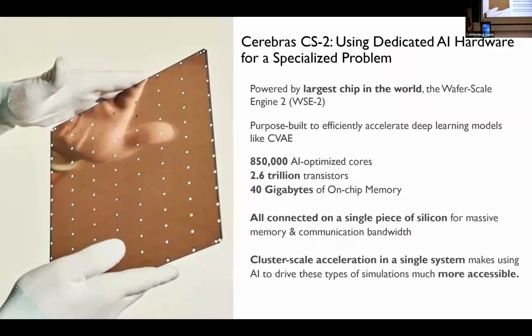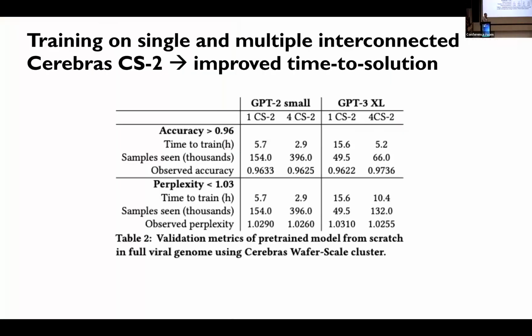And the Cerebras CS-2 chip happens to be a dedicated hardware. I'm not going to talk about what they're doing, but the idea is that we can actually train these models in a reasonable amount of time by clustering 4 of these CS-2s together. In fact, this is one of the first applications where we have clustered 4 CS-2 chips together to train the model in about 2.9 hours, which is a smaller version of the model. GPT-3 XL takes about 5.2 hours. So which means that you can do it in a reasonable amount of time.